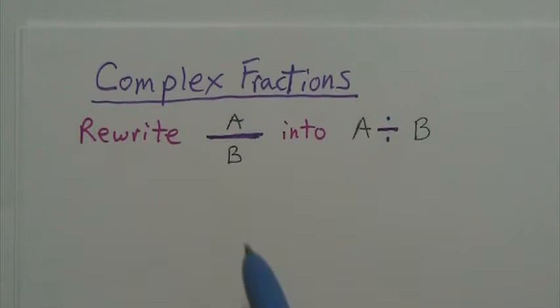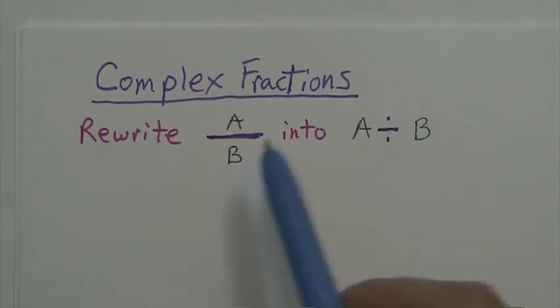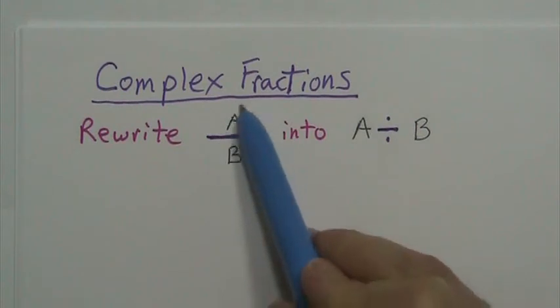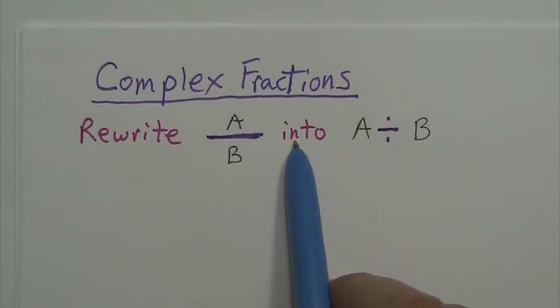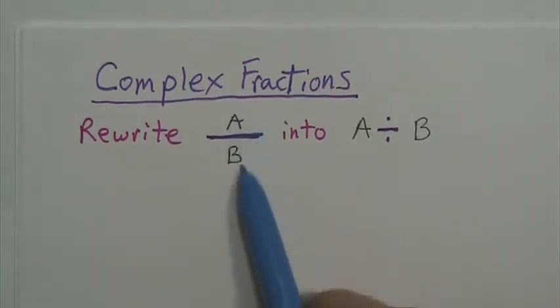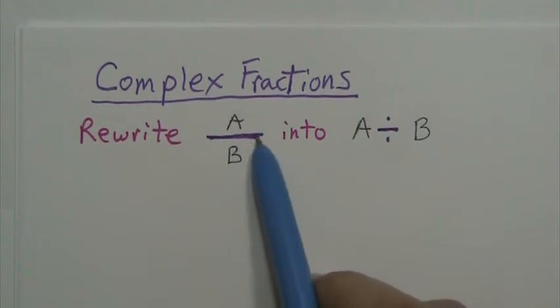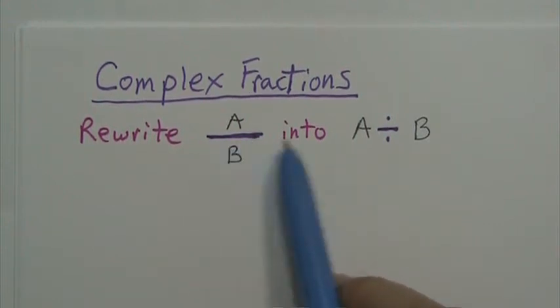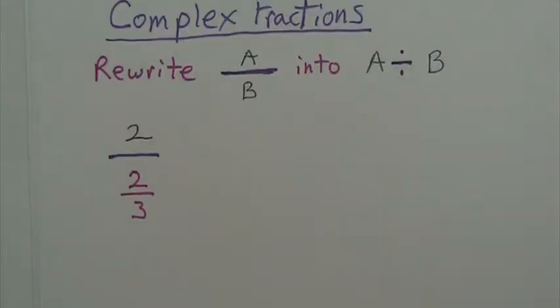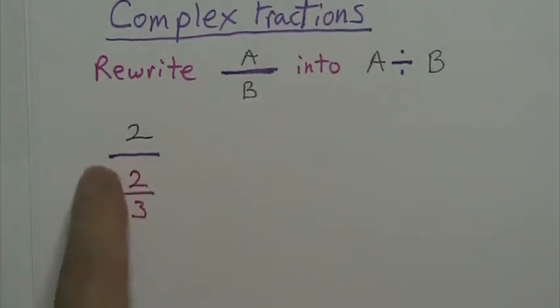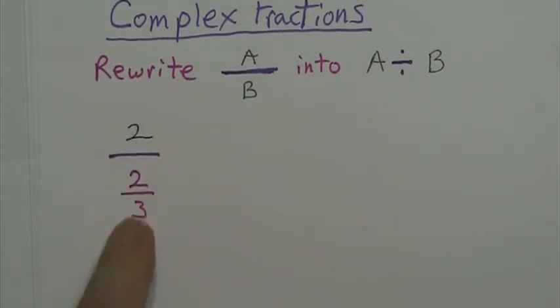Now, to solve complex fractions, we rewrite the fraction if it's some number divided by another number. We go ahead and change it into this form. In other words, instead of being vertical, we make it horizontal. We change this symbol, the fraction bar, into a division symbol. So we'll just do a few examples. Here's our first one, 2, and a fraction bar, 2/3. 2 over 2/3.